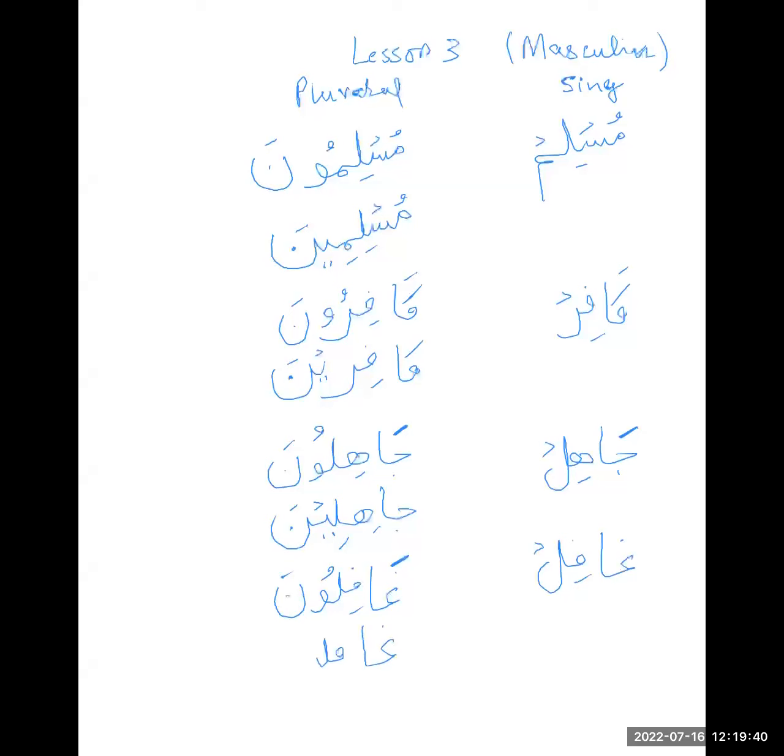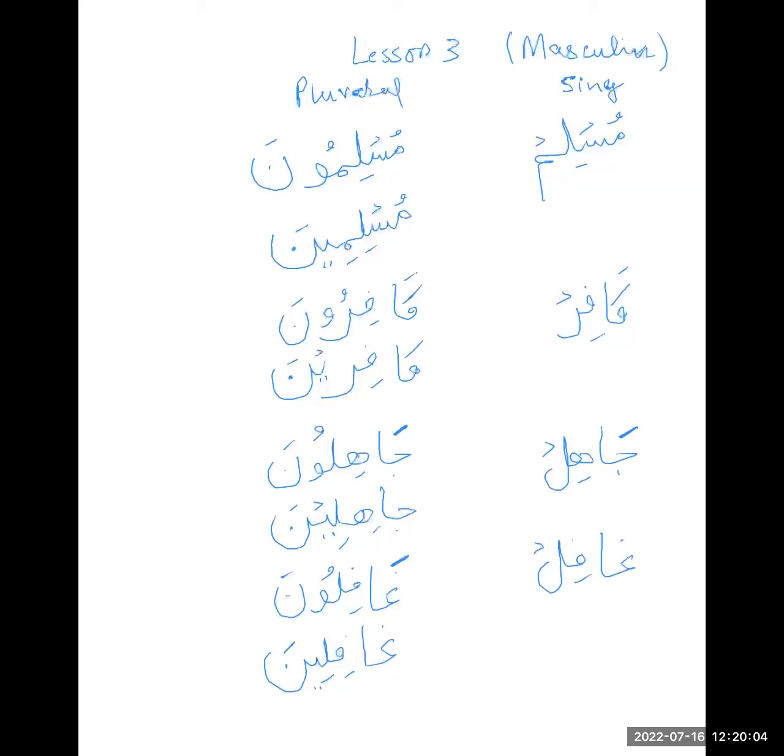So you got the idea. This is the most common form of making the plural, right? If you see a word, the most common way to make the plural is to put a waw and noon at the end or put a ya and noon at the end. Okay, there are both ways.